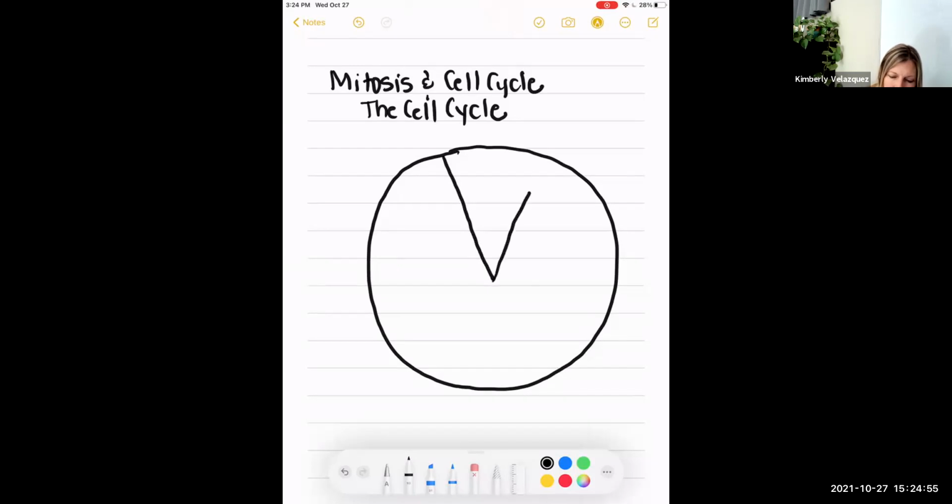And the length of each of these stages really depends on what type of cell we're talking about and whether that cell's functioning normally or if it's a cancer cell, because the cell cycle for a cancer cell is going to look a lot different than the cell cycle of a healthy cell. G1, S, G2, and M are the 4 major stages here.